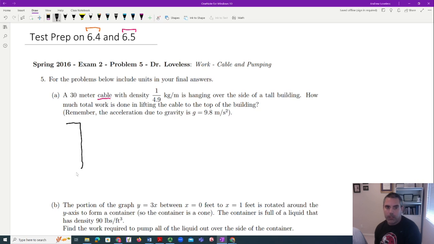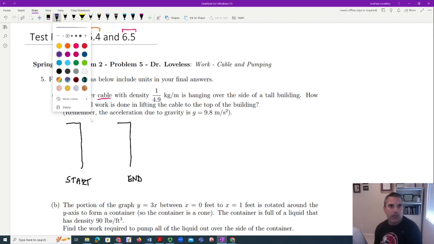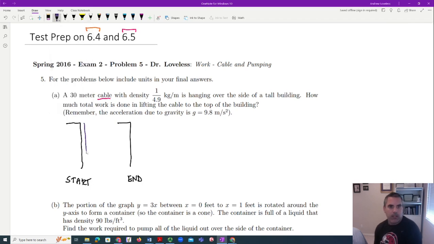Now there is another way, but for a stack of books problem, I draw the start, I draw the end, and then I will illustrate those. So it starts hanging all the way down, it ends coiled up at the top, and it's 30 meters, and they told us the density here. And it is in kilograms, so we're going to have to multiply it by 9.8.